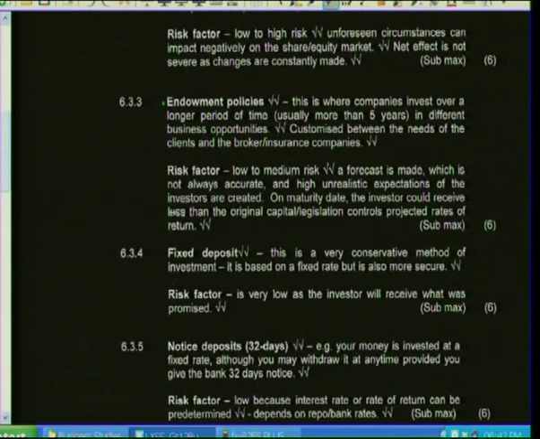Now, endowment policies are for a longer period of time, usually for more than 5 years. The risk is low to medium, as a forecast is made, which is not always accurate, and high unrealistic expectations of the investor is created. Now, it says here, on the maturity date, the investor could receive less than the original capital.